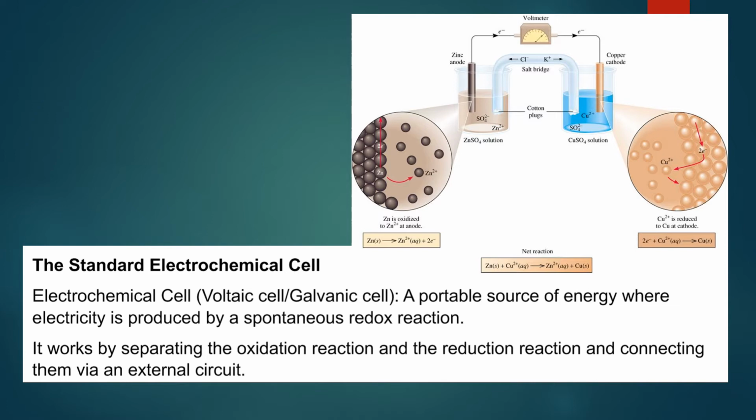Electrochemical cells are also called voltaic cells or galvanic cells, and they're portable sources of energy. In these cells, we're converting chemical energy to electrical energy by a spontaneous redox reaction. It works by separating the oxidation and reduction reactions and then connecting them via an external circuit.